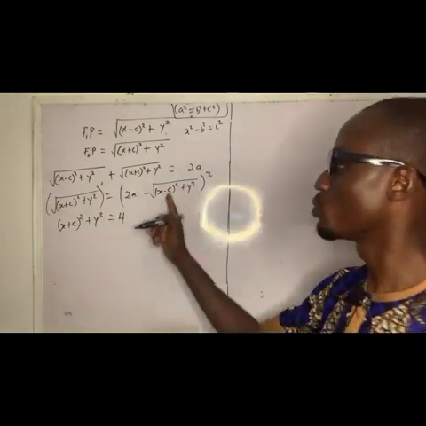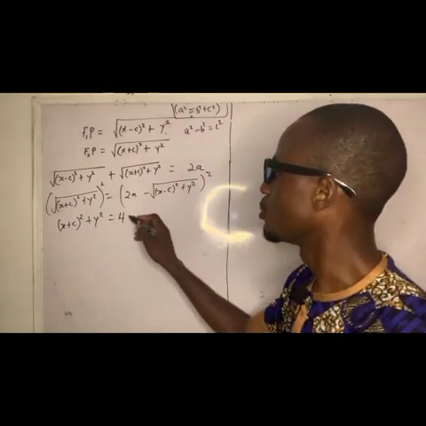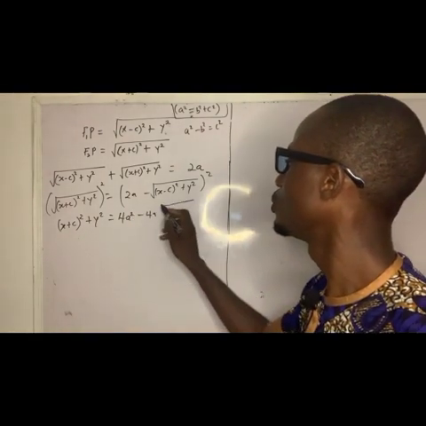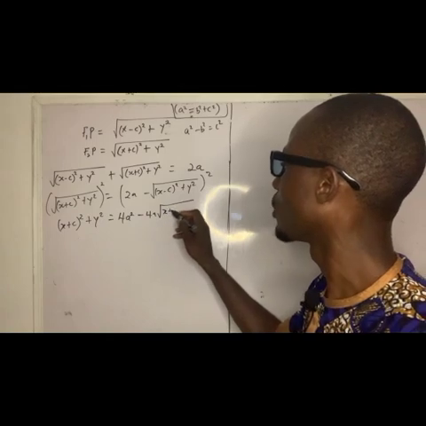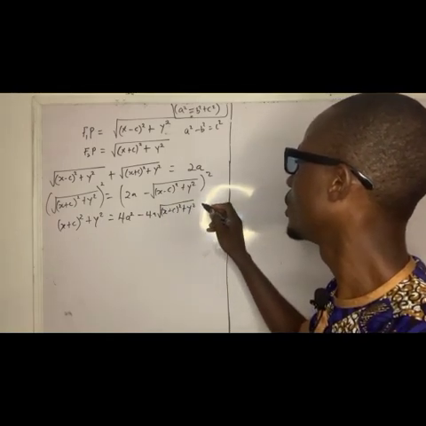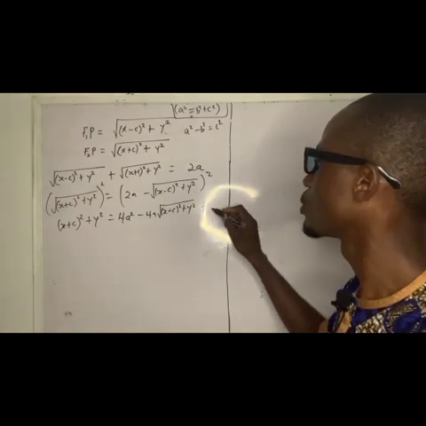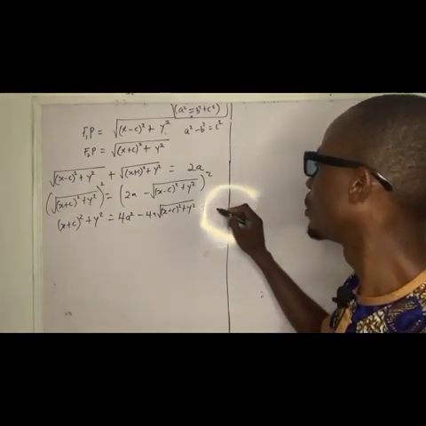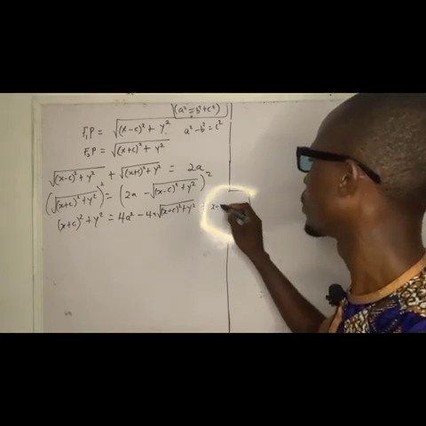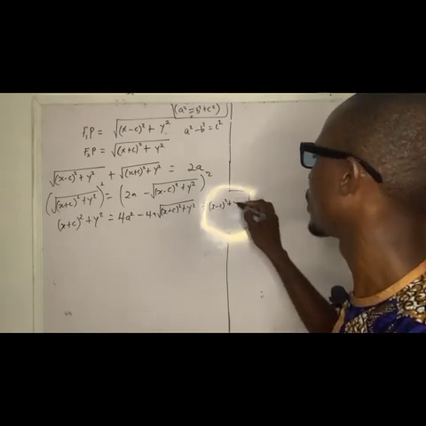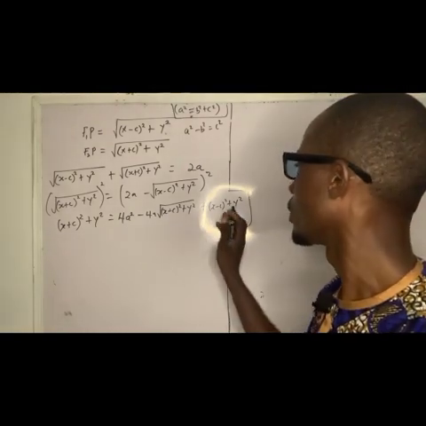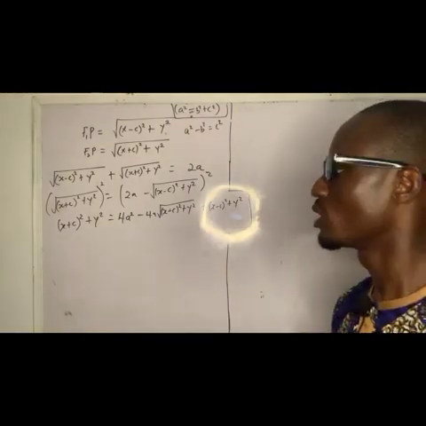So you have to use this to multiply these two times. So you have 4a squared minus 4a root (x minus c) squared plus y squared. Then you now have plus the expression itself, that is (x minus c) all squared plus y squared. So from here we can simplify this side and expand these so we can get what we want.